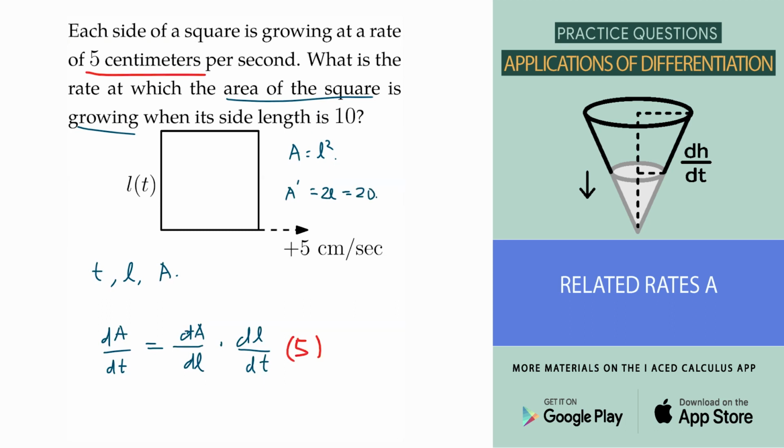So now we have both components. dA over dt is just 20 times 5, so that gives us our final answer of 100, but the unit is in area per time, so that's 100 centimeters squared per second. And that's our answer.